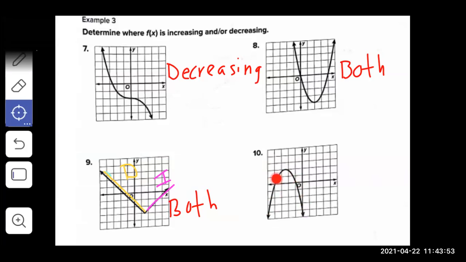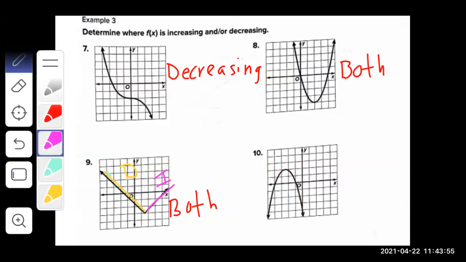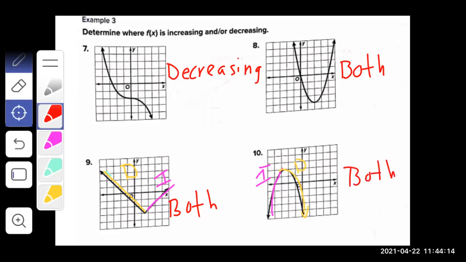What about this one? Both. This part of the function is increasing. All of this is increasing. And then suddenly, out of the blue, the graph goes down. This part is decreasing, then it is both. I forgot to put this one as well. This is, guys, decreasing here, decreasing, decreasing, and then it goes up, increasing. Then it's both.